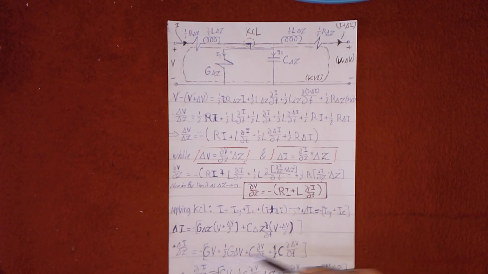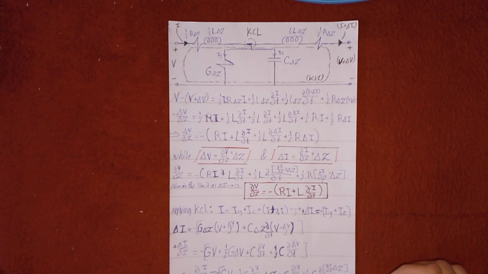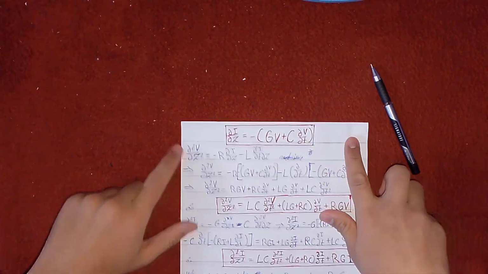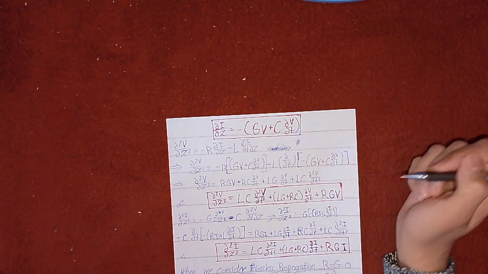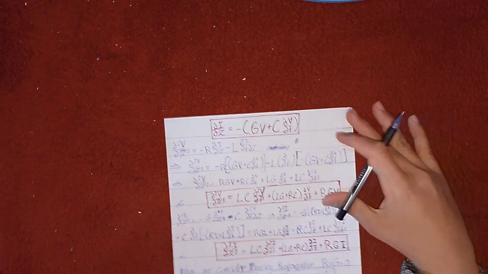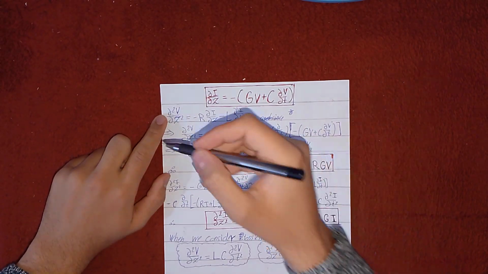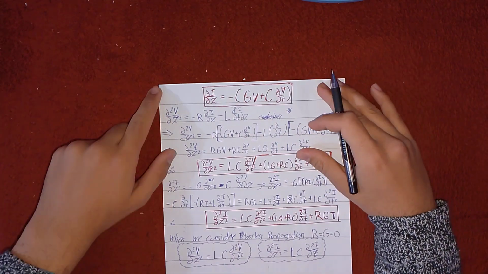We simplify, we get this equation. Again, we substitute delta I, delta Z, and delta V with these two equations. We get this. Taking again the limit of delta Z approaching 0, we end with this second equation: partial I partial Z equals minus GV minus C partial V partial T. Now we take the second partial derivative of the two equations with respect to the position Z.